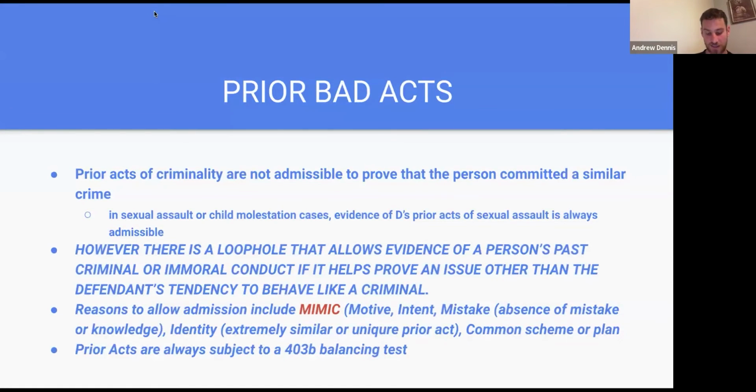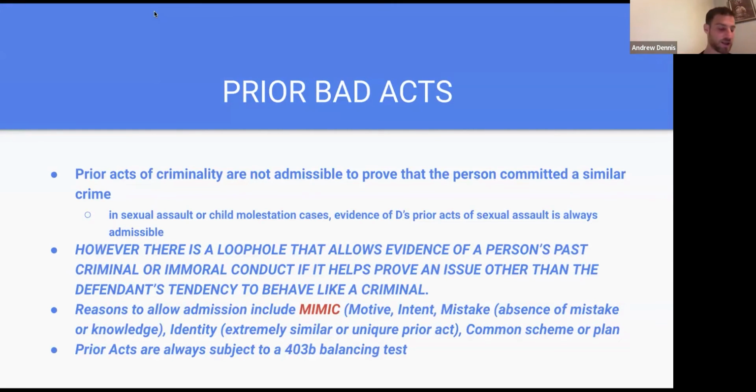So hopefully you guys and girls and non-binaries and everything else, all people and aliens, can practice this and get these ones right. And you'll feel like Robert. It feels good to get this right and be like, you know what? This can come in. It's a prior bad act, but it's actually being brought in for motive, intent, mistake, identity, common scheme, or plan.